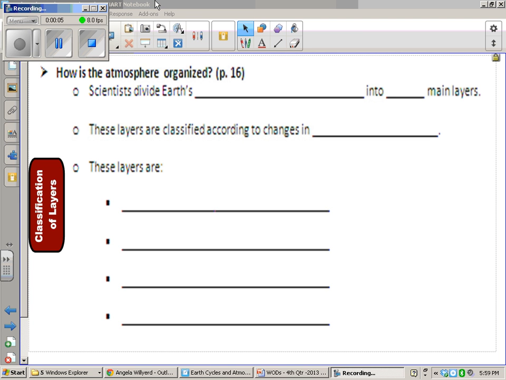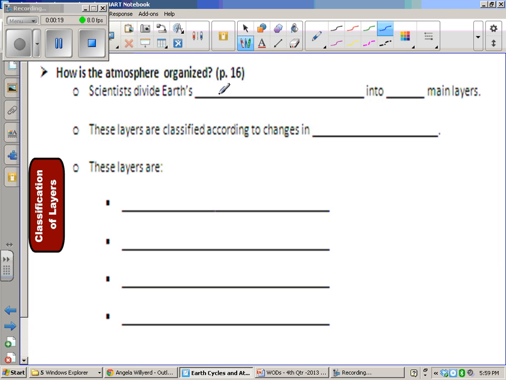Okay, let's turn to page 16 in your book, and we're going to talk about how the atmosphere is organized. So scientists divide Earth's atmosphere into 4 main layers. And these layers are actually classified according to changes in temperature.